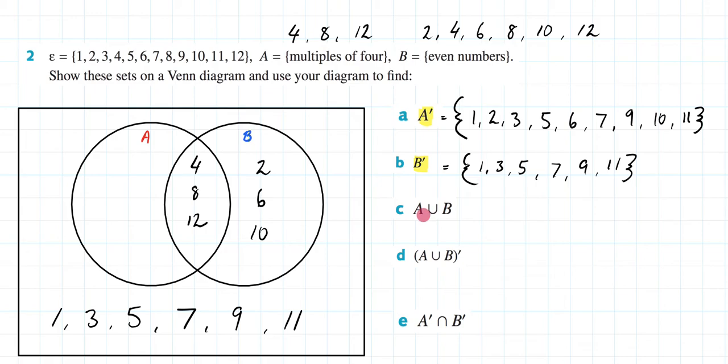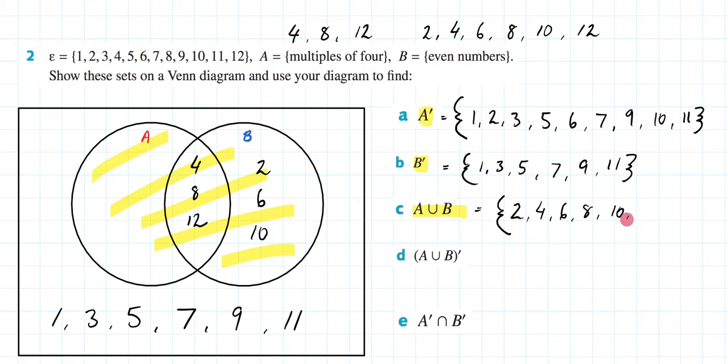Next, I'm going to find the union of A and B, which is going to just be everything here. So it's going to equal fancy brackets 2, 4, 6, 8, 10, 12. So just basically my even numbers. Let me get rid of these lines.